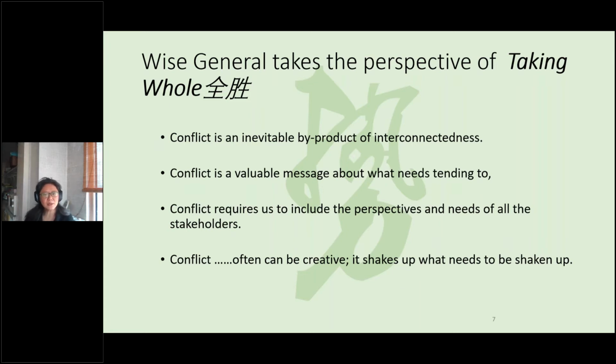So this connects to the understanding of the concept of conflict. Conflict is, in Sun Tzu's idea and in the perspective of taking whole, actually an inevitable byproduct of the interconnectedness that we just talked about. On the contrary of seeing conflict as a threat or an obstacle, an enemy that we have to battle with, Sun Tzu suggested conflict is actually a valuable message about what needs tending to.